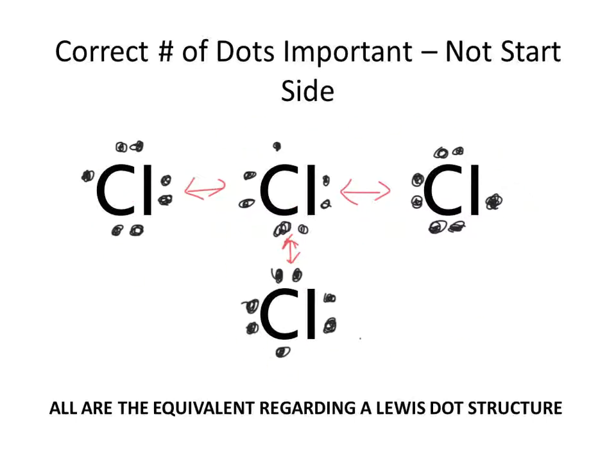This one is just as equivalent as this one, which is just as equivalent as this one, as this one. As long as you have 7 dots for chlorine around, and one of the sides has an empty spot, and the other 3 sides are filled with 2 electrons, it doesn't matter which side you start your numbering from. So you could have said that this be number 1, and this is number 2, 3, 4, 5, 6, 7, whatever. As long as you have it look like this in some manner, that's the important part. All are equivalent regarding a Lewis dot structure as long as you have the correct number of dots.